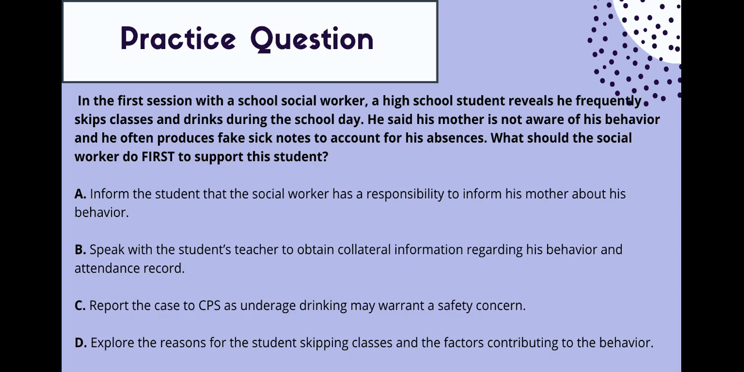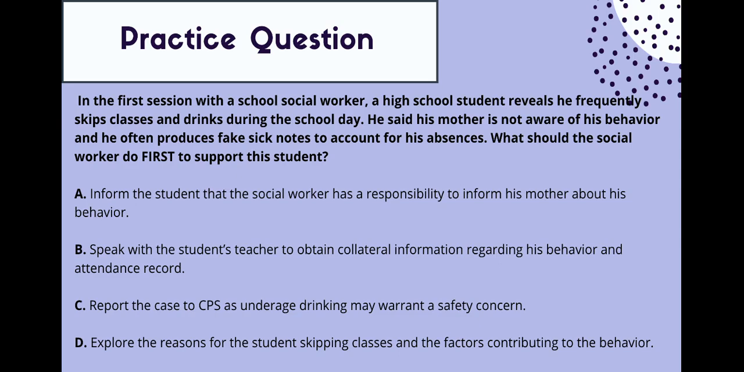Frequently skipping classes, drinking during the school day, and then when he is out, he's producing notes giving him excuses for being out without his parents' knowledge. So we know our who is a high school student, our what, we know that that's the presenting problem. Where are we working? We're in a school. So it's important to note we need to think about how this behavior is affecting school performance, or how does it tie into school? Who, what, where, when did this begin?